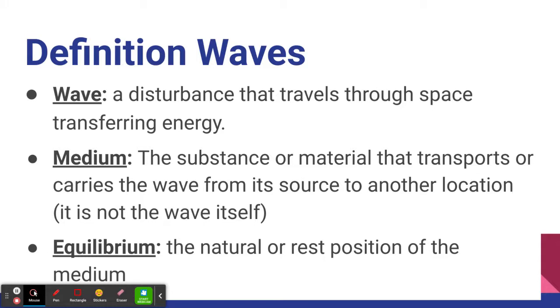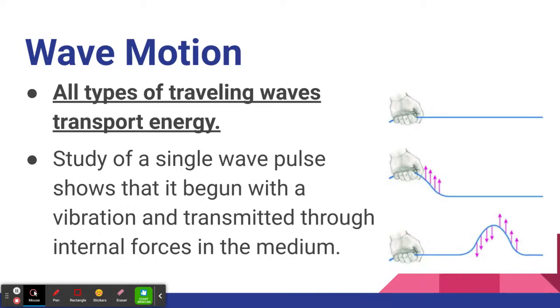Then we have this word equilibrium that we've probably seen before, and it's pretty much the same thing here. It's the natural or rest position of the medium. Arguably, equilibrium is the rest position, the equal balance of forces on an object that makes it not move more, or continually move at a constant velocity in uniform motion. Anyway, that's the natural or rest position of a medium.